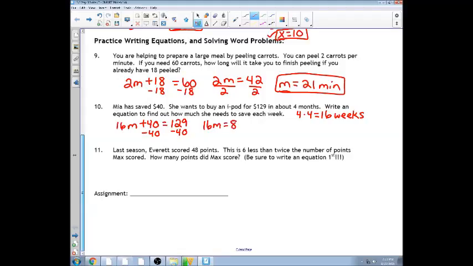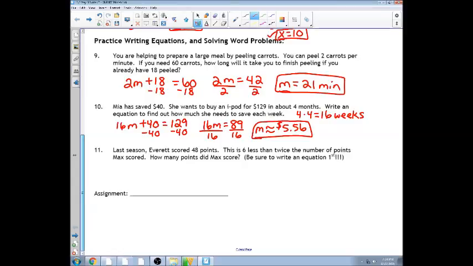89. Divide by 16, divide by 16. The amount of money per week that she needs to save will be about $5.56. I rounded that. You should have gotten about a 6-digit decimal, I believe. And I rounded that up to $5.56.